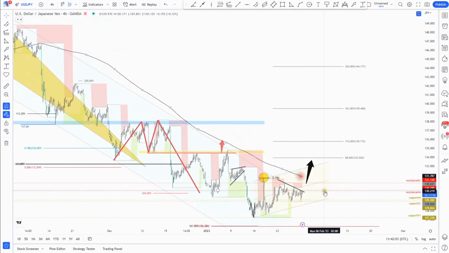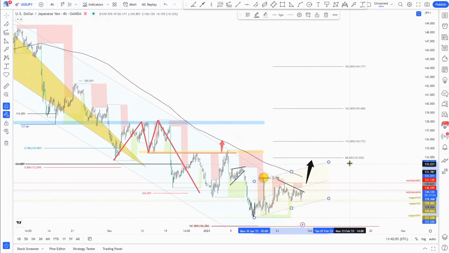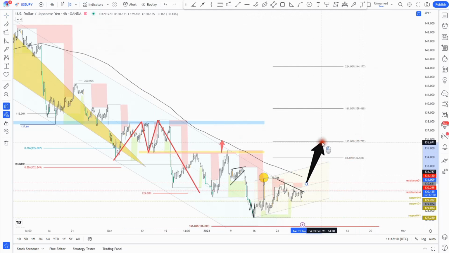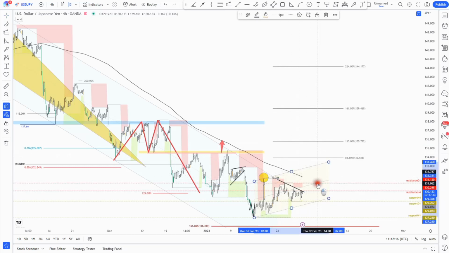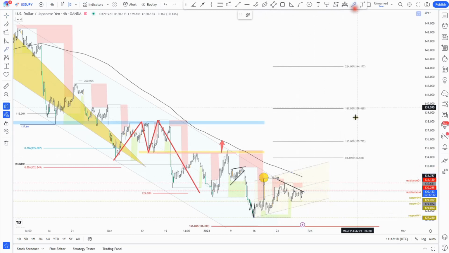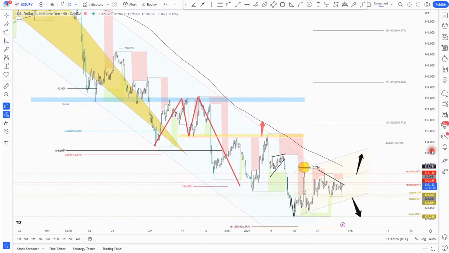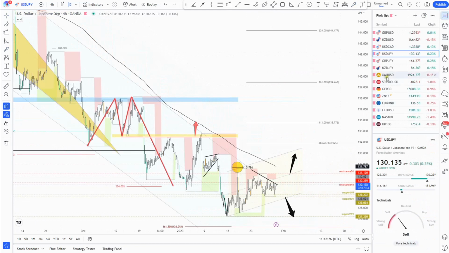So there's always a couple of elements that we need to pay attention to: 200 moving average, previous fractal resistance, previous highs, and the 113% Fibonacci extension. So there's a lot of things to pay attention to. But in my opinion, I believe that a breakout of those fractals will trigger a move either to the downside or to the upside. So pay attention to those possibilities for the dollar versus the yen.